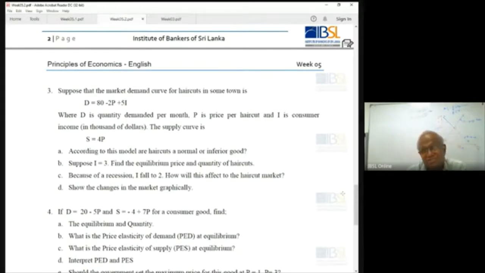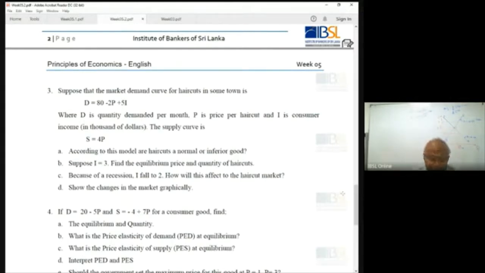Very interesting question. What is your answer? How to decide? By looking at the demand function equation, can you decide whether haircut is normal or inferior? Yes, you can, if you remember what a normal good is. Anybody want to try?